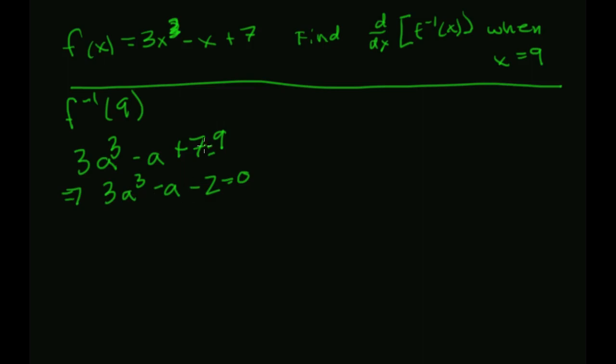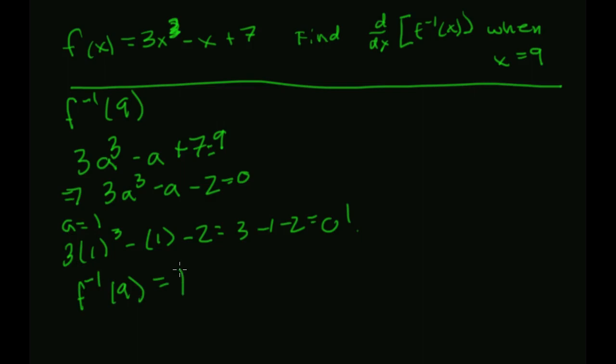So you can look through some of your pre-calc stuff and see how the rational root theorem works. And in fact, we do have a rational root here. If you try a equals 1, you get 3 times 1 cubed minus 1 minus 2, which is 3 minus 1 minus 2, which is 0. Yay! Okay, so ultimately, f inverse of 9 is equal to 1. So that's a critical part of this problem.